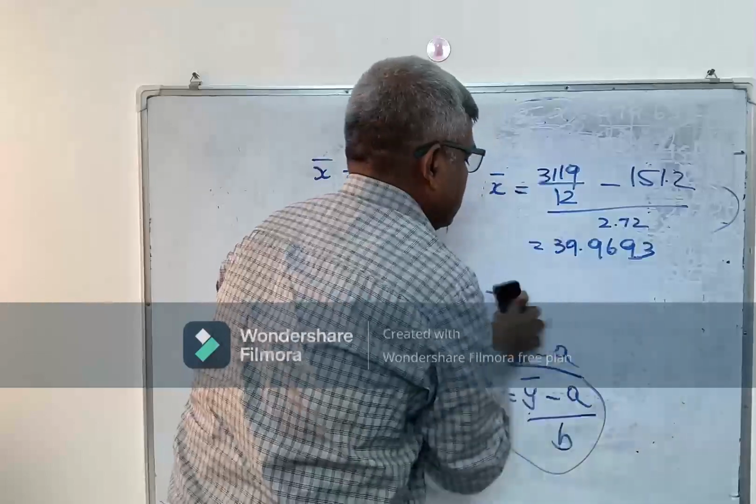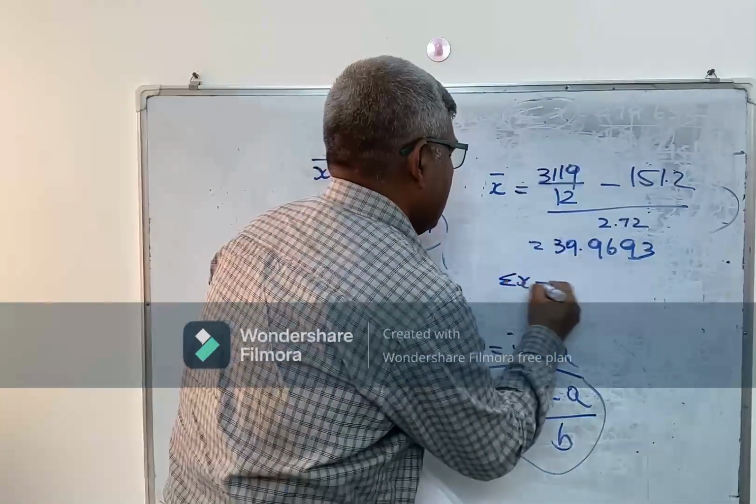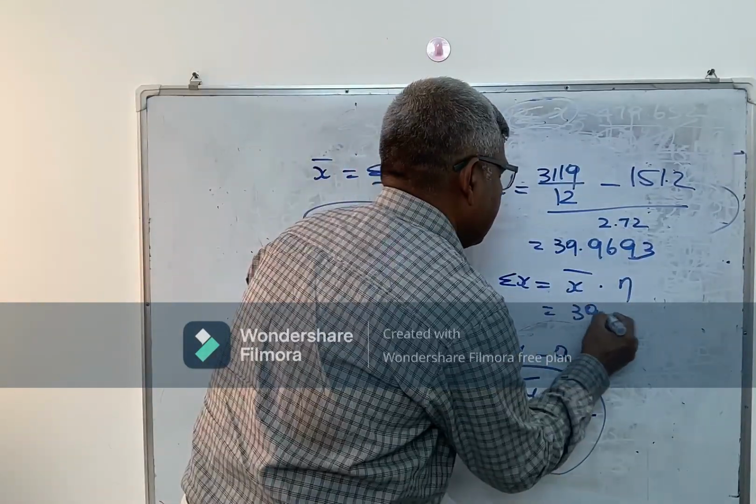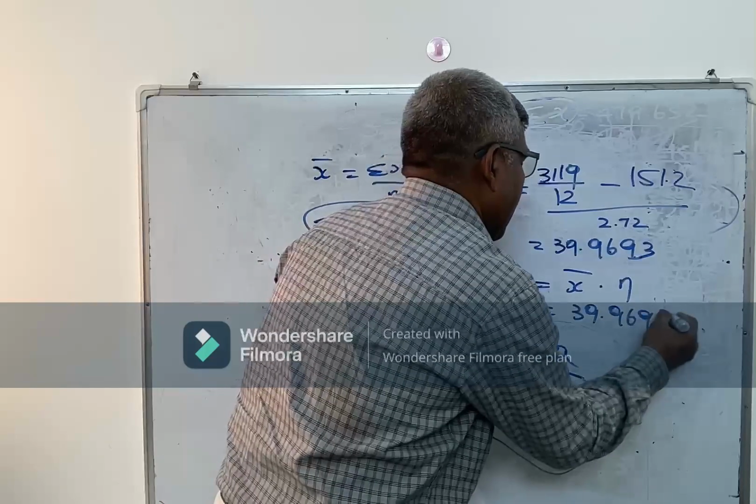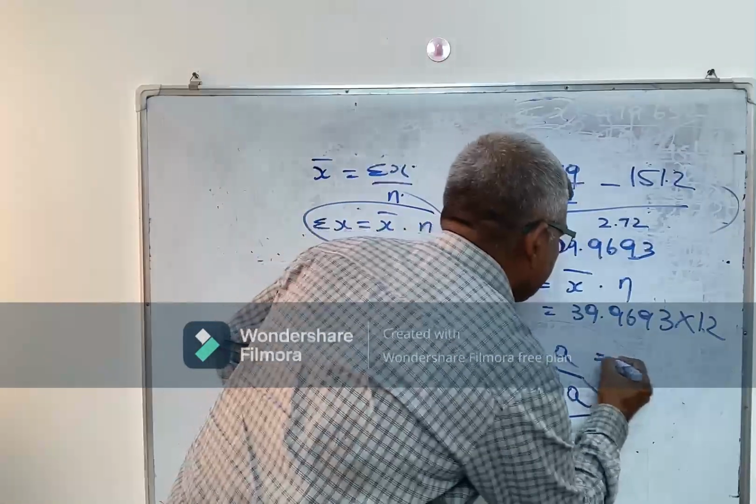Then sigma x is x bar times n. 39.9693 times 12 is 479.6323.